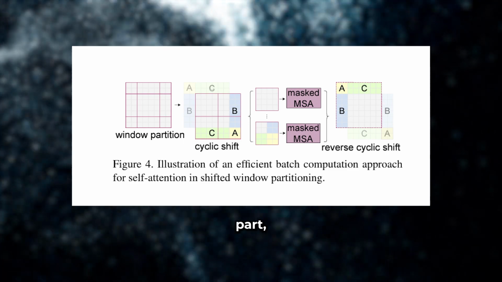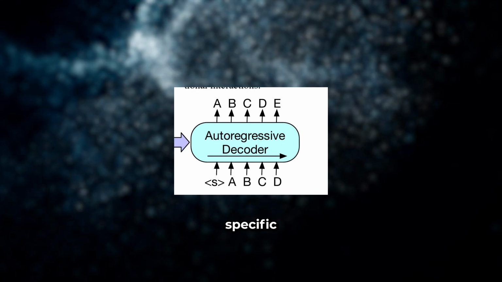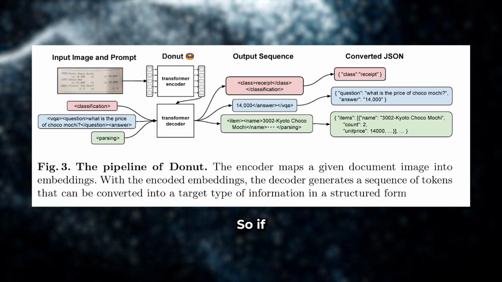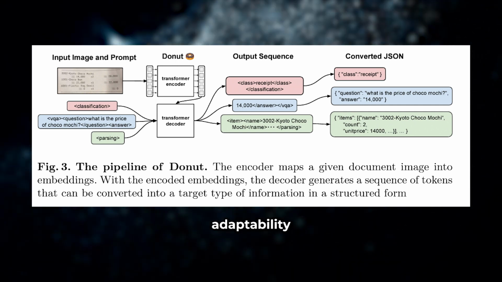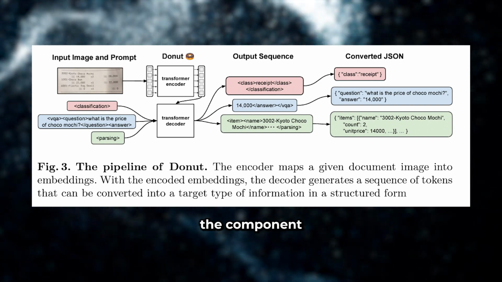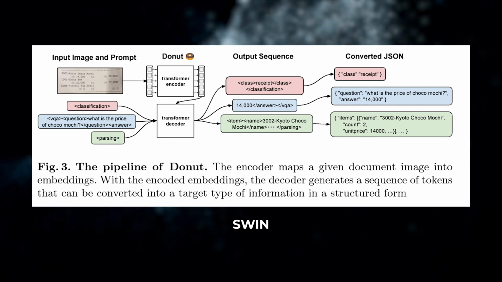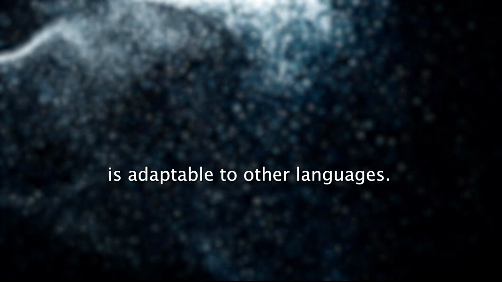And then for the decoder part, we have a BART model. This can be any BART model for your specific language. But at the end, you will get a JSON output. So if I understand correctly, the main idea about the multilingual adaptability really comes from this architecture, where you can actually exchange the BART component for some other language's BART, or the encoder Swin transformer for another specific language Swin transformer. And that's how it is adaptable to other languages.